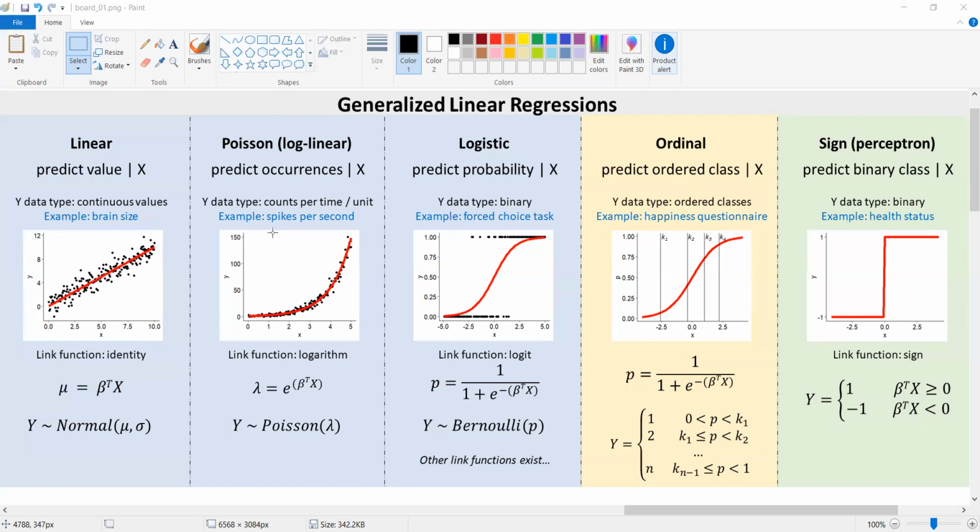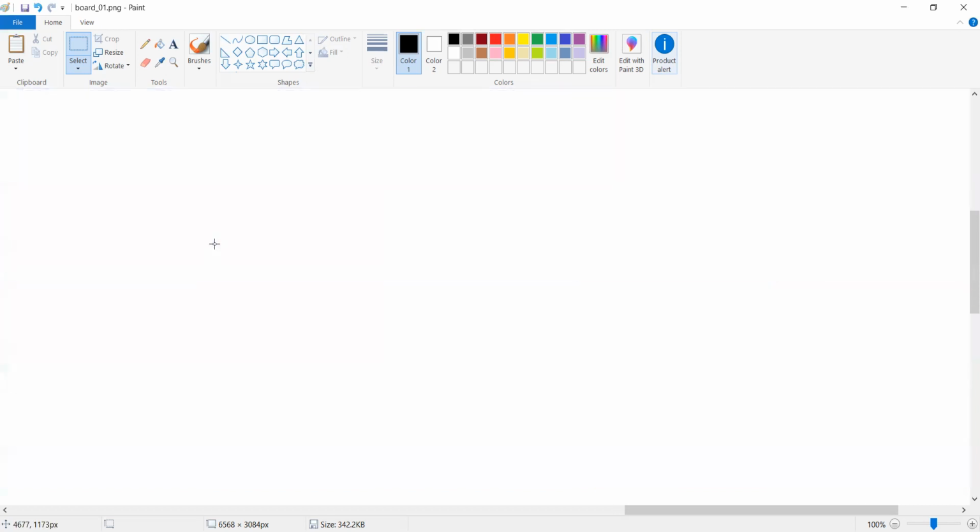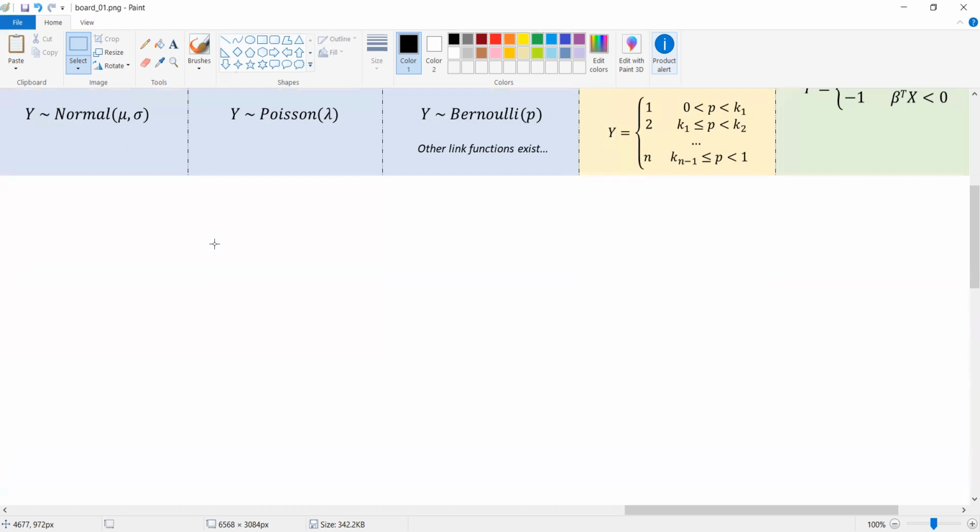Yes. It's not clear to me why you would use a generalized linear regression when the errors are a different one than the linear one. Yeah, I think that was a question. So let's say your y.